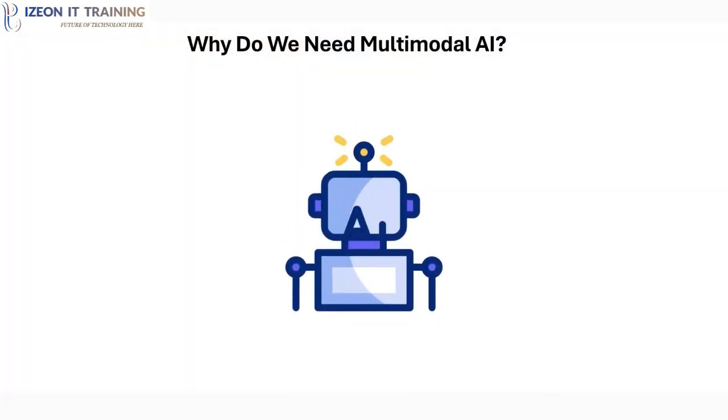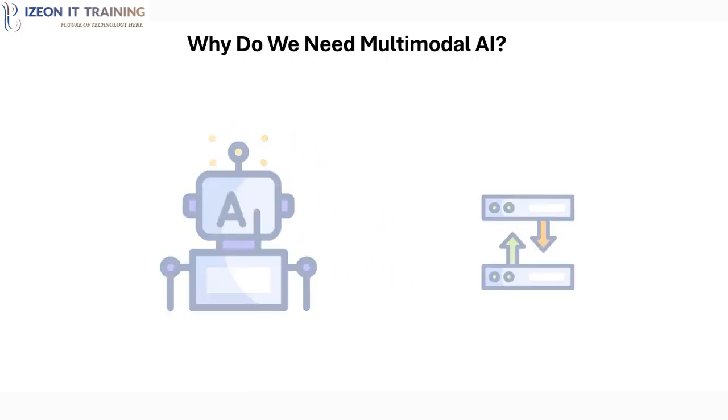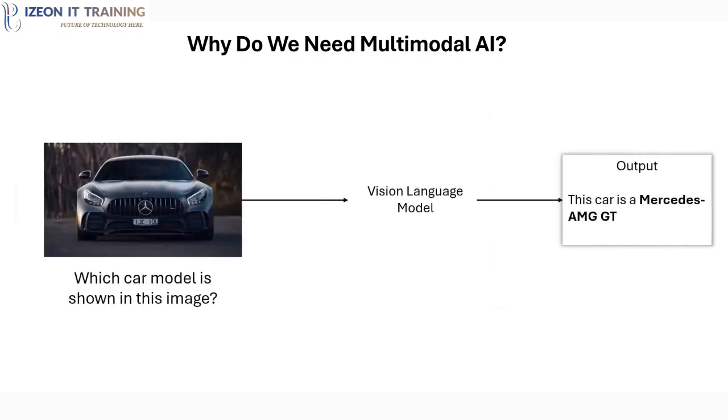Old AI models were single modal. They could only process one type of data. Like a text model could only read and write, and a vision model could only look at images. But real-world problems are not just text or just images, they are mixed. So multimodal AI bridges this gap, and it lets AI connect the dots between text, visuals, audio, and more.